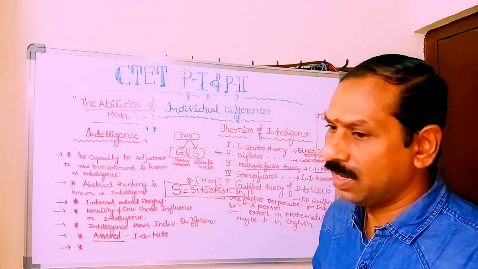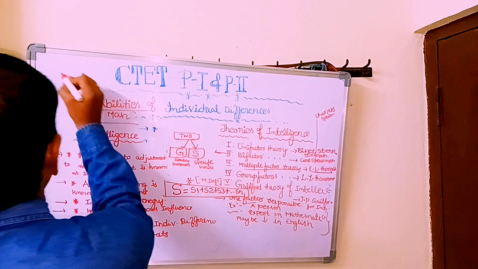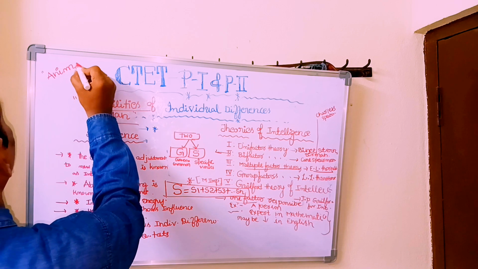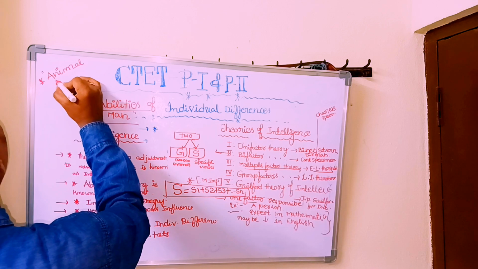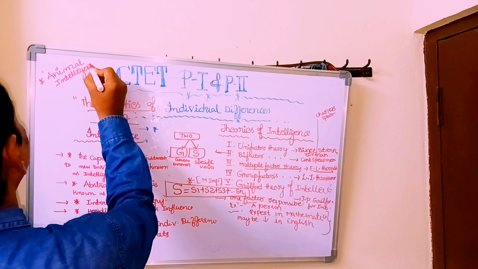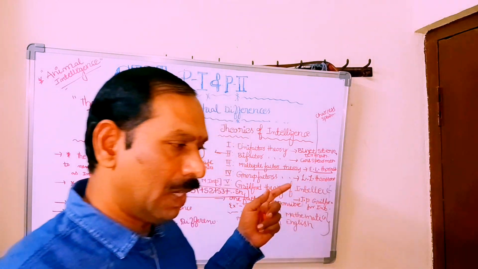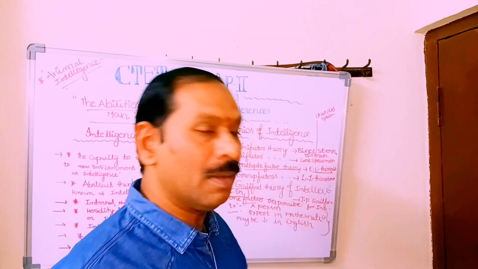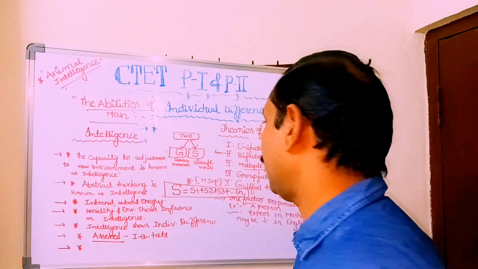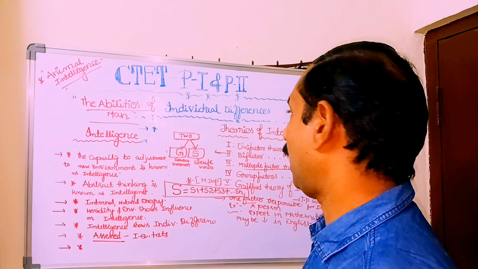He wrote a book, Animal Intelligence. Animal Intelligence was written by E.L. Thorndike. Most important bit: Animal Intelligence. So according to him, not only a single factor, not only a dual factor, but multiple factors are responsible for human intelligence.